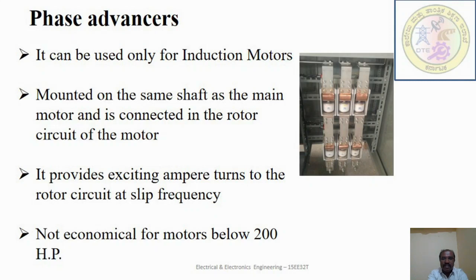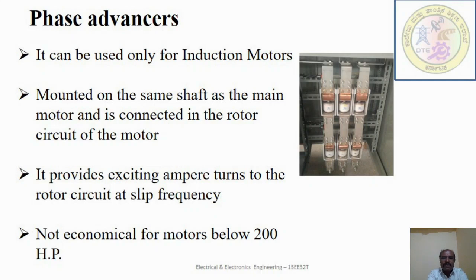The job is accomplished by the phase advancer, which is simply an AC exciter. This phase advancer is mounted on the same shaft as the main motor, and it is connected in the rotor circuit of the motor. It provides exciting ampere turns to the rotor circuit at slip frequency. By providing more ampere turns than required, the induction motor can be made to operate at leading power factor, like the over-excited synchronous motor we discussed previously.